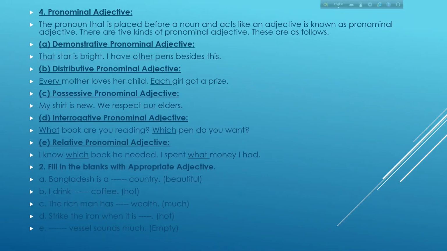So from adjectives, fill in the blanks may come. There may be a sentence with a gap, and there will be 4 options. From those 4 options, you have to choose the correct adjective. For example, here, Bangladesh is a dash country, beautiful. You can say nice, a small country, whatever is in the options, you should choose the correct one from there. I drink hot coffee, the rich man has much wealth, strike the iron when it is hot, empty vessels sound much. So these are all for today.